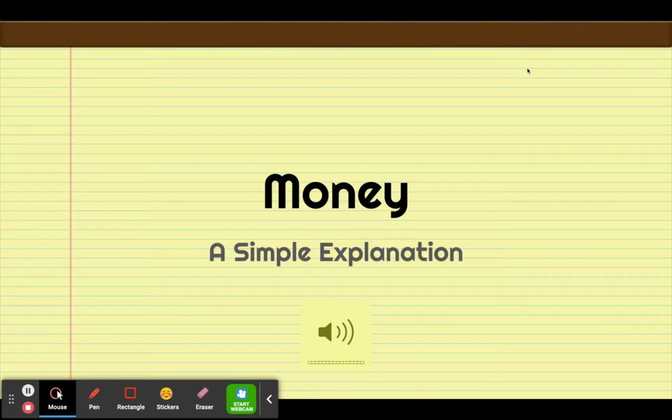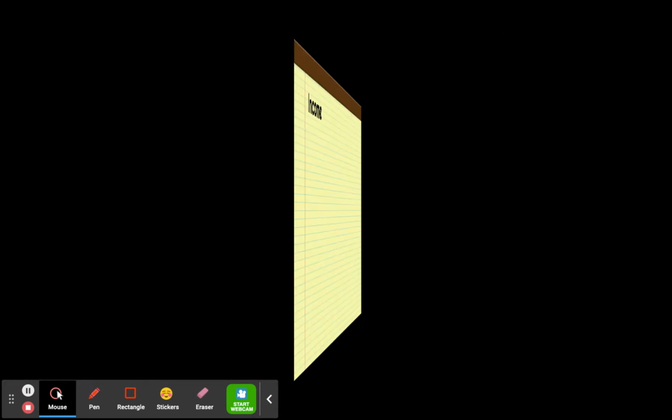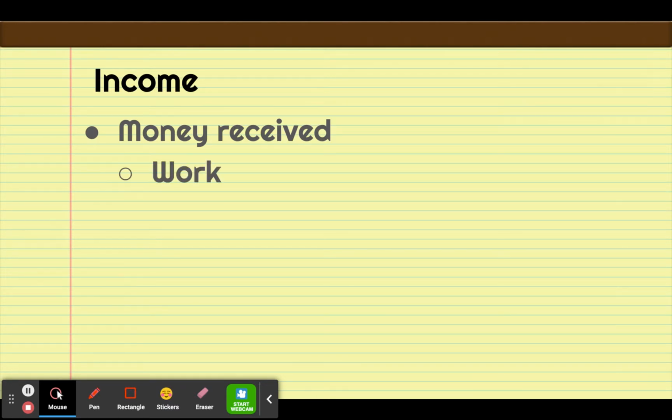All right, here are some basic terms related to money. First thing, income. So any money that we bring in, this is the money we earn. Okay, so generally it comes from a job. It can come from investments that we've made. Gifts would be income.